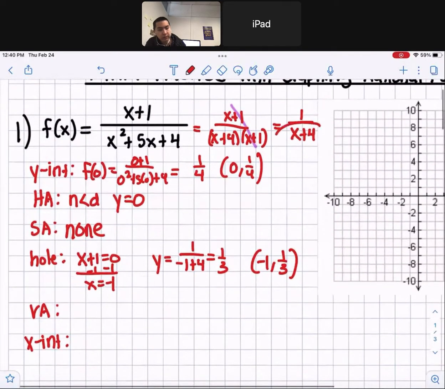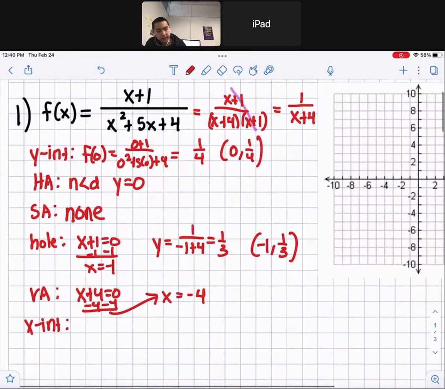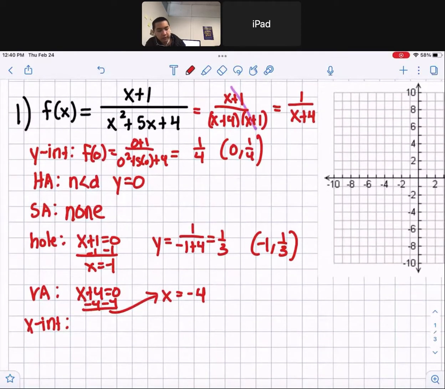Vertical asymptote: set the denominator equal to 0. So x plus 4 equals 0. We solve, x equals -4. And lastly, x-intercept: you set the numerator equal to 0. But 1 equals 0, that is not possible. So that means there's none.